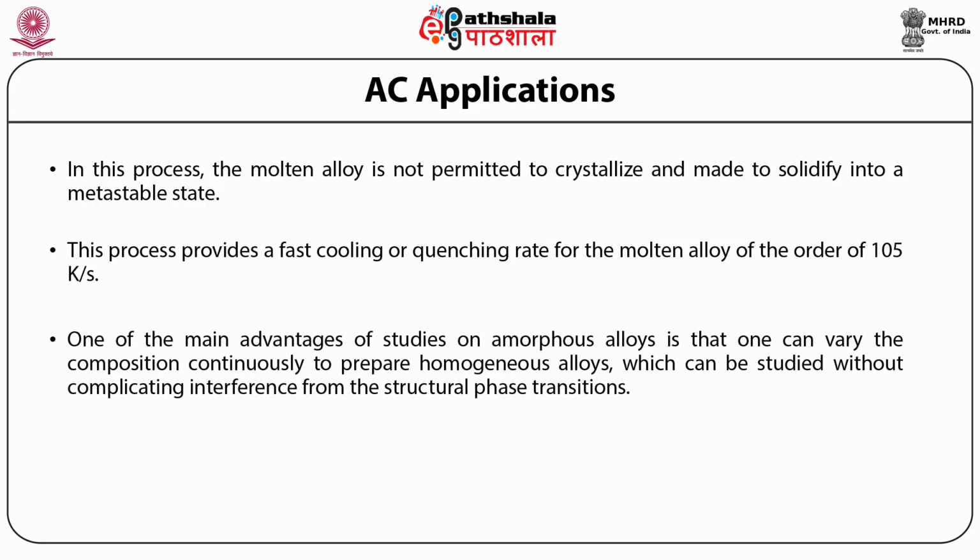One of the main advantages of studies on amorphous alloys is that one can vary the composition continuously to prepare homogeneous alloys, which can be studied without complicating interference from the structural phase transitions. A special class of amorphous metallic alloys, particularly known as bulk metallic glasses, can be synthesized from the melt with very low cooling rates. BMGs are not discussed further since this is focused on soft magnetic materials, which can be obtained only by rapid solidification or mechanical alloying techniques.